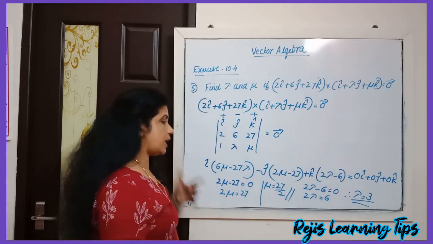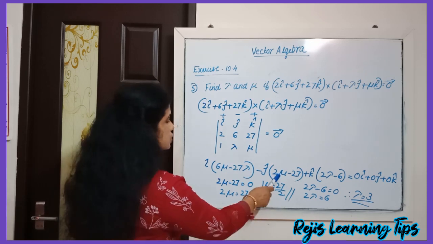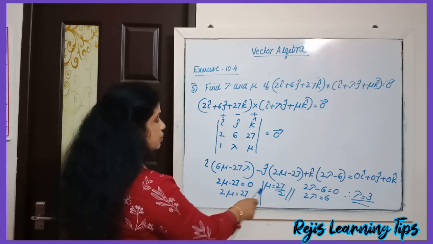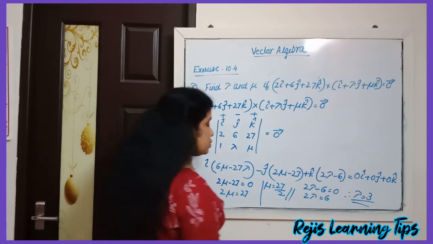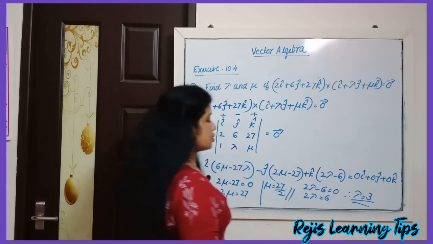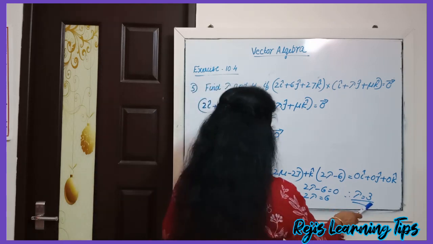We should find mu and lambda here, so we equate this one. 2 mu minus 27 is equal to 0, so mu is equal to 27 by 2. Here 2 lambda minus 6 is equal to 0, then 2 lambda is equal to 6, then lambda is equal to 3.